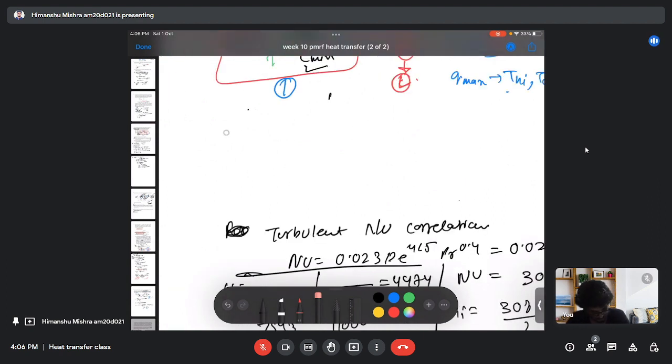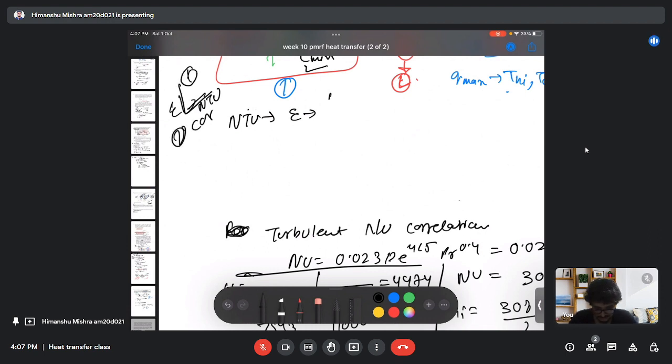So to find the NTU, we need the effectiveness. We can get it from the effectiveness correlation, or from the plot of effectiveness versus NTU that we have discussed, and how to use this plot. So this is the first way.